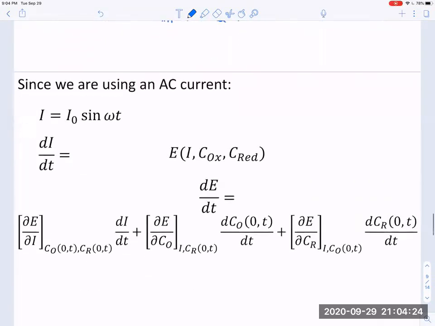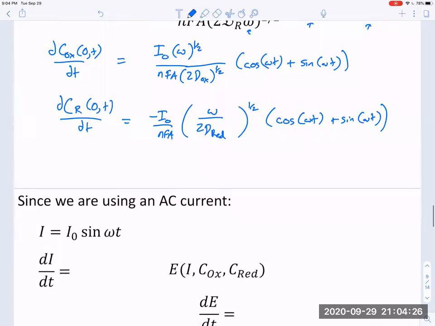Just as a reminder, we're using this AC current here. I is equal to I0 sine omega t. We also know the change in the current with respect to time is I0 omega cosine omega t, just taking the derivative of sine omega t, which gives you omega cosine omega t. And then we also have a voltage, E. This is our voltage.